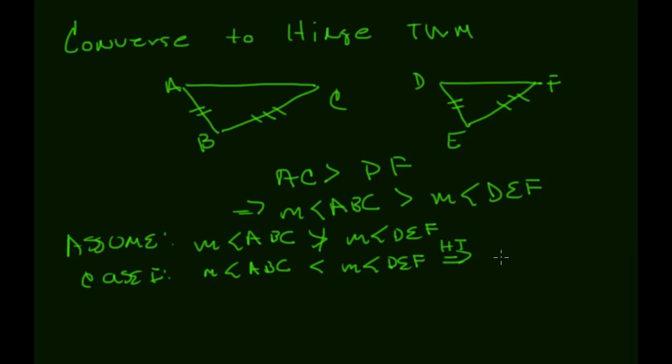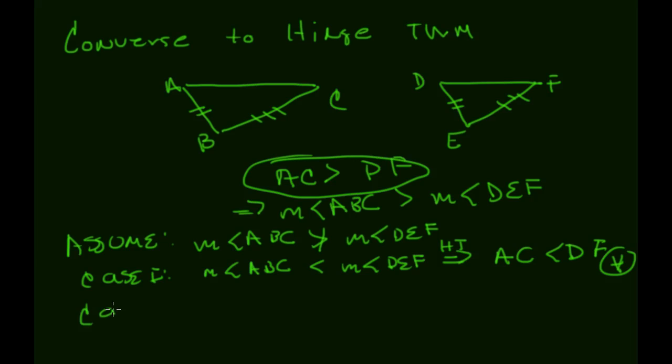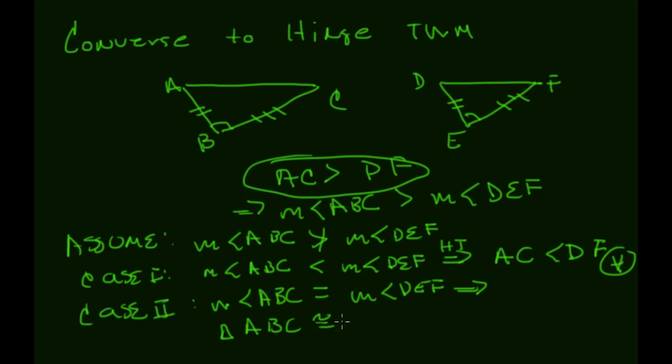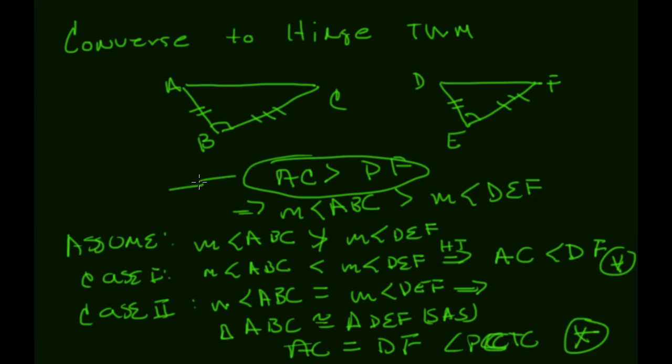but by the Hinge theorem, that means that AC has to be smaller than DF, which is a contradiction of the given, right? Which is exactly the opposite of the given, so that's no good. And if I use case 2, that the measure of angle ABC is in fact equal to the measure of angle DEF, then this angle is congruent to that one, which means that triangle ABC is congruent to triangle DEF by SAS, which means that AC must be the same length as DF by CPCTC, and that again is a direct contradiction of the givens.